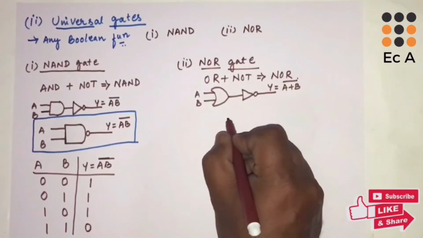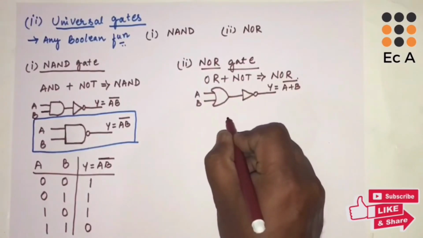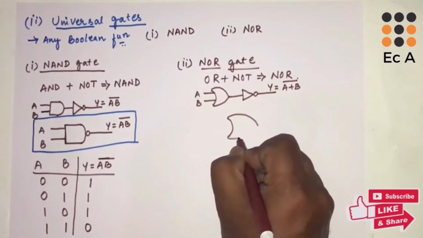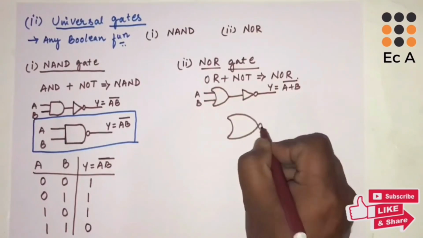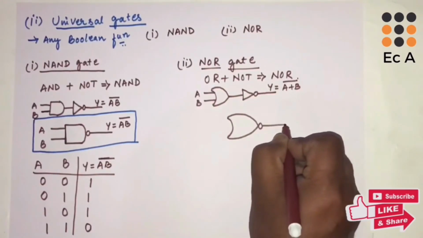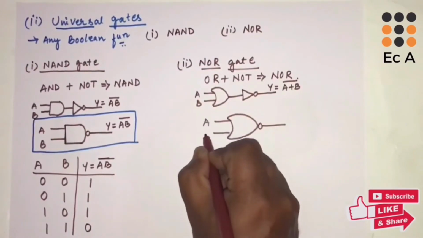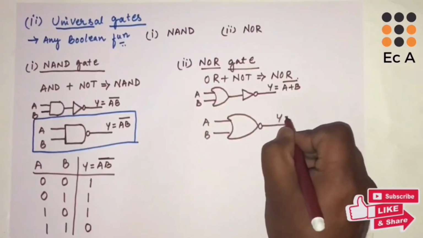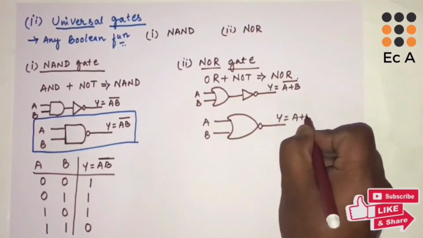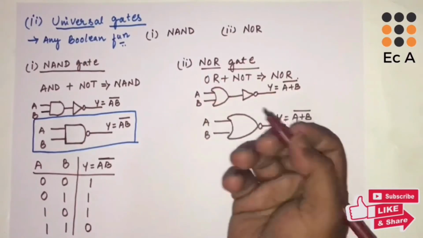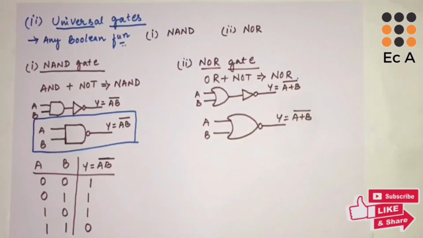So writing the symbol of NOR gate. Write an OR gate, at the output put a bubble, it will be a NOR gate. So it is A, B, output is equal to A plus B whole bar. Complement of OR operation is NOR operation.